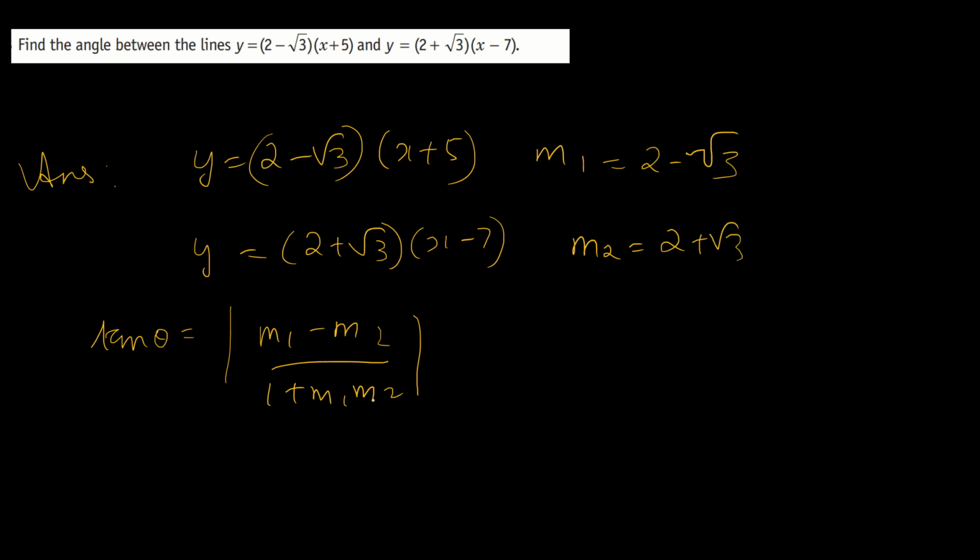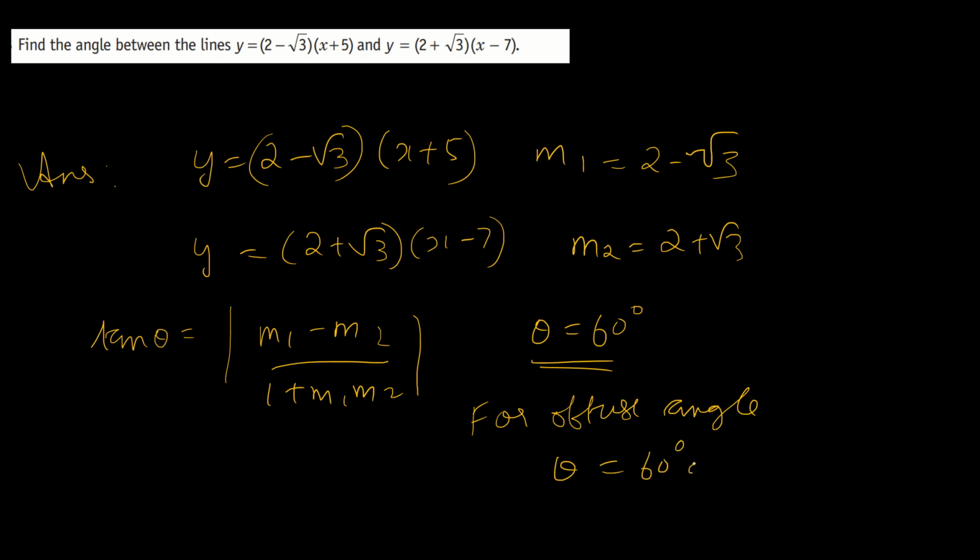Just substitute these values here, you will get the value of tan theta. You will get theta equal to 60 degrees. But there is a special case. Whenever the question mentions the obtuse angle, theta can be 60 or 120. The reason is pi minus pi/3, in which you will get 2 pi/3 in radians. When you convert to degrees, you will get 120 degrees. So this is the answer for this question. Let us move on to the next question.